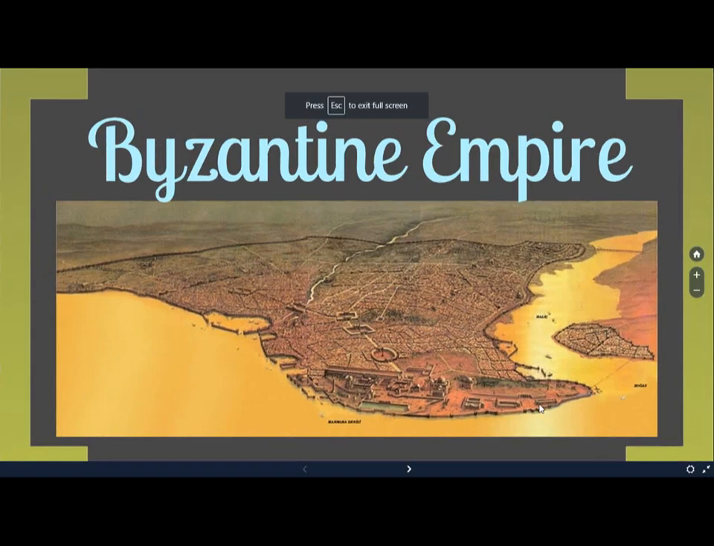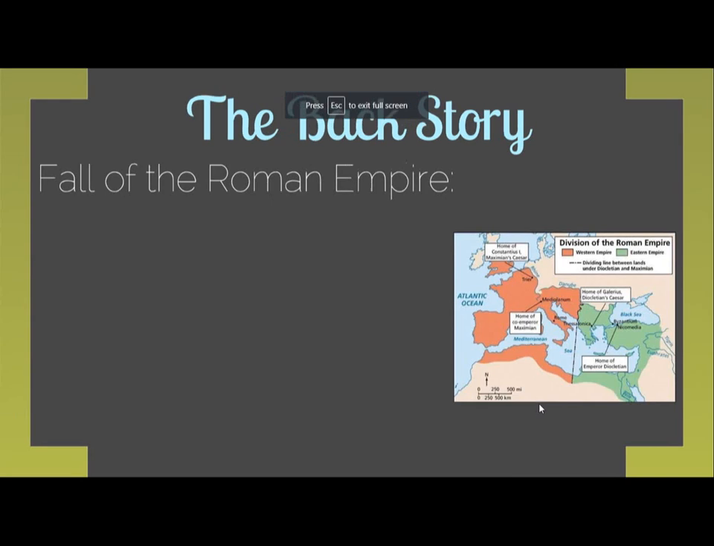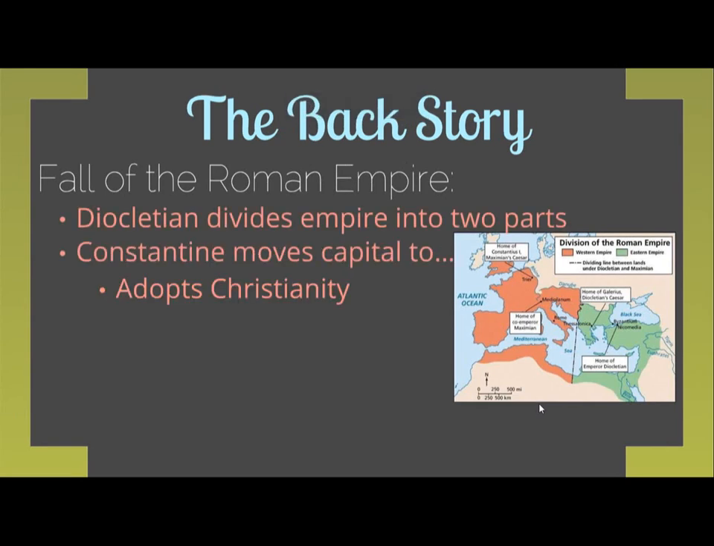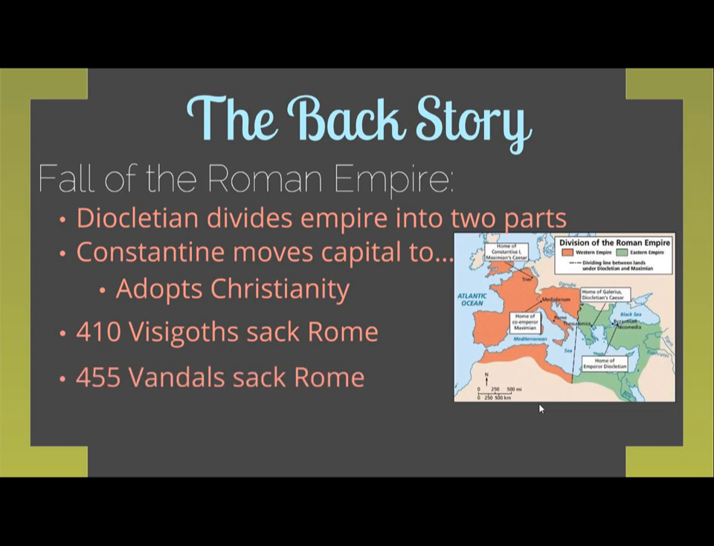So a little bit of a backstory before we just dive right in. The Roman Empire is going to be divided into two parts. Diocletian makes this decision, and basically he splits it between himself and the co-emperor Maximian. So Constantine will later become the emperor, moving the capital from Rome to Constantinople. And later on, he's going to adopt Christianity on his deathbed.